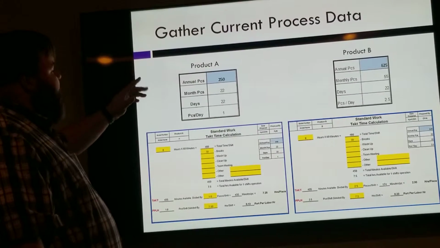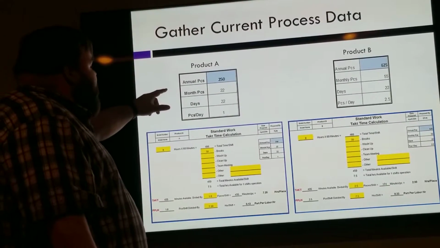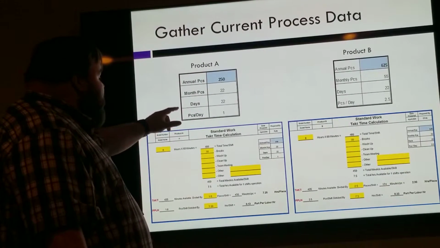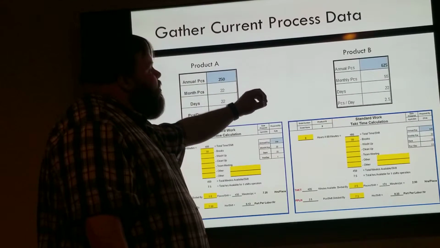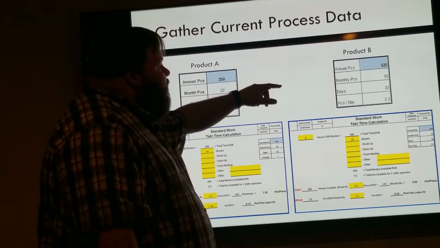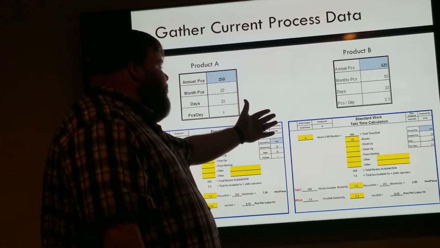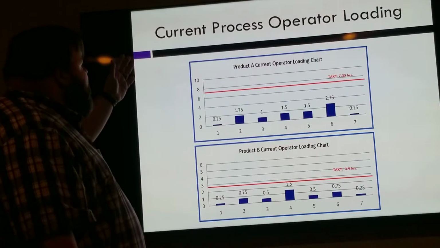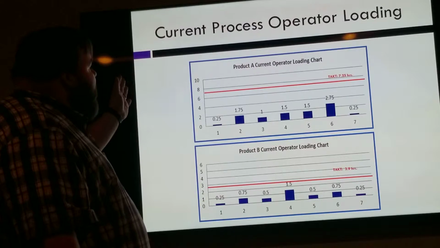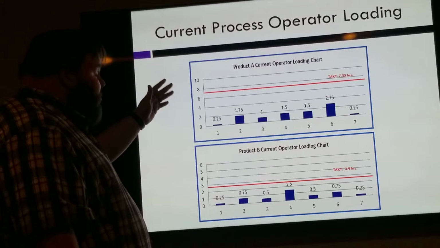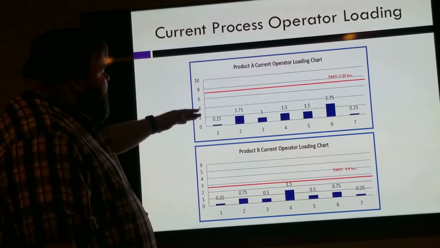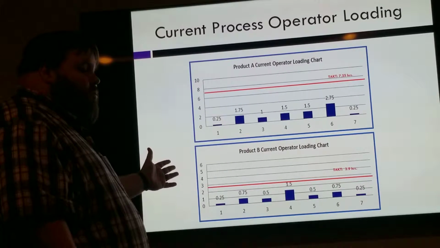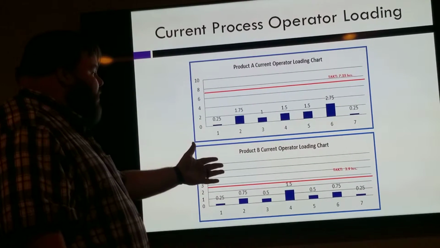So this is our current process data. For product A, it produces 250 parts annually and 22 pieces a month because it only produces 1 part per day. On product B, there are annual products of 625, with monthly being 55, and this process allows for 2.5 parts per day. So this is the operating loading. The current Part A operation chart is very unbalanced, with a takt time of 7.25 hours. And you can also see that product B is also very unbalanced, with a total takt time of 3.9 hours.